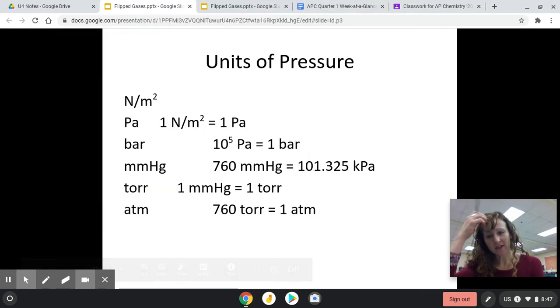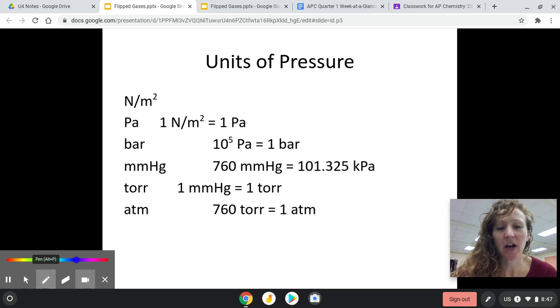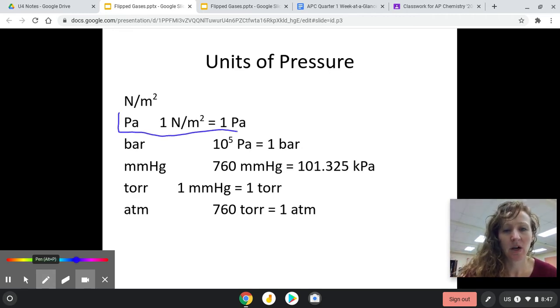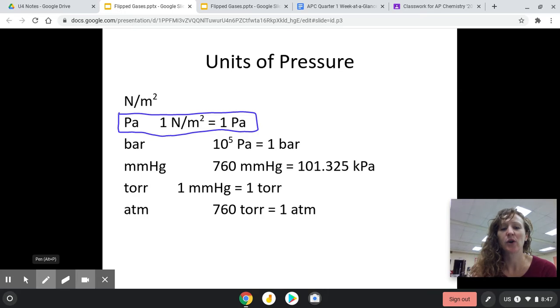Okay, there we go. So again, Pascals are the derived unit when you're talking about force over area, right? Here we go. 1 Newton per meter squared is 1 Pascal. But again, it's not the most common form. And so let's look at how a Pascal is related to these other forms of units for pressure.